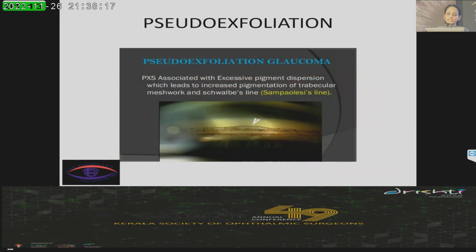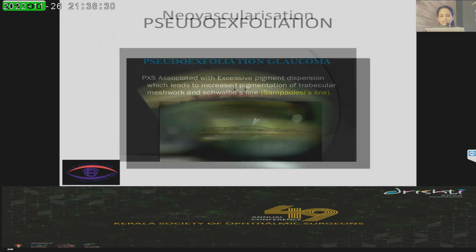In pseudo-exfoliation, there is excessive pigment dispersion. However, the trabecular meshwork is not as uniformly pigmented as in pigment dispersion. And here, the pigmentation is more in the inferior angle. You can also get pseudo-exfoliative material in the trabecular meshwork itself.